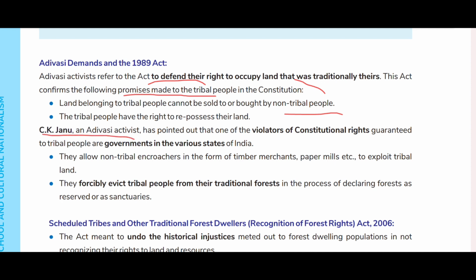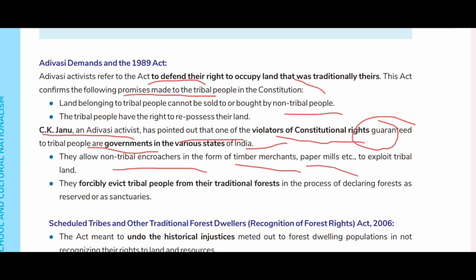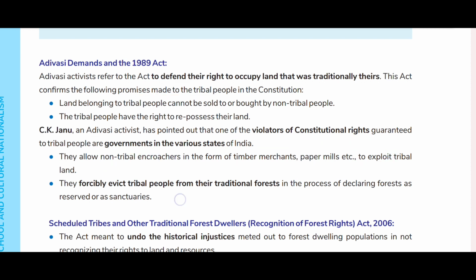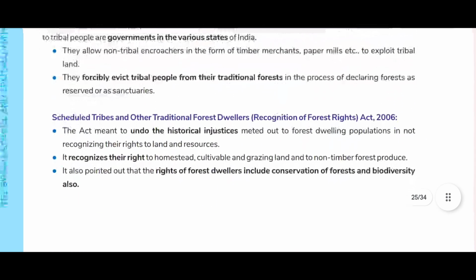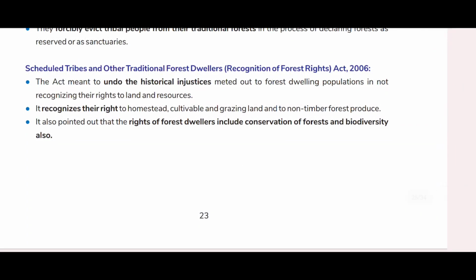C.K. Janu, an Adivasi activist, has pointed out that one of the violators of constitutional rights guaranteed to tribal people are governments in various states of India. They allow non-tribal encroachers in the form of timber merchants, paper mills, etc. to exploit tribal land. They forcibly evict tribal people from their traditional forests in the process of declaring forests as reserved or as sanctuaries.